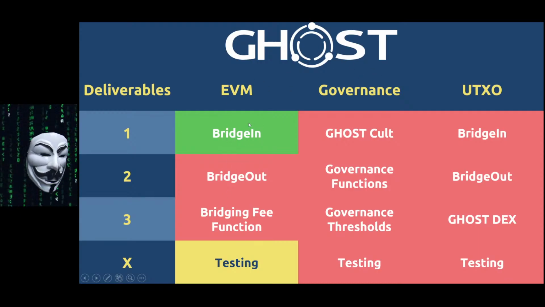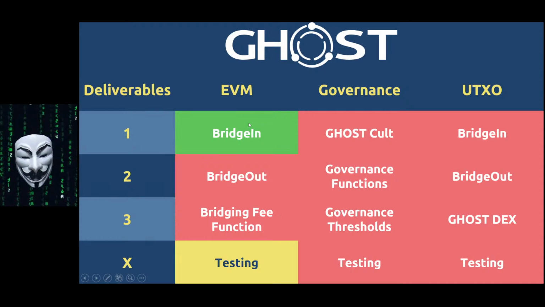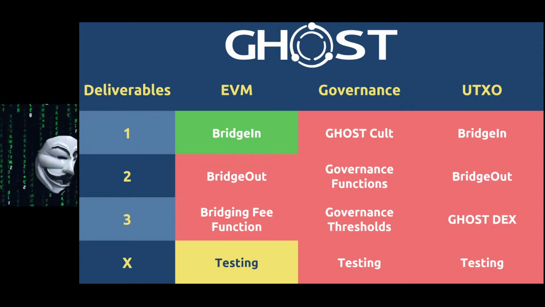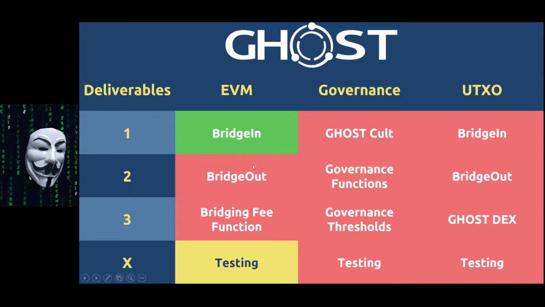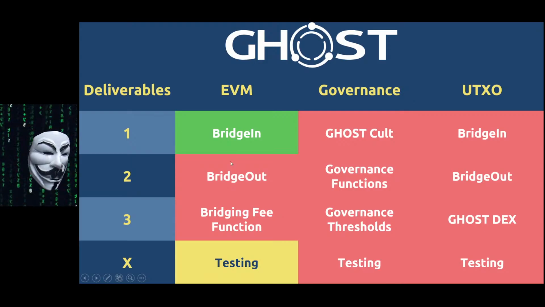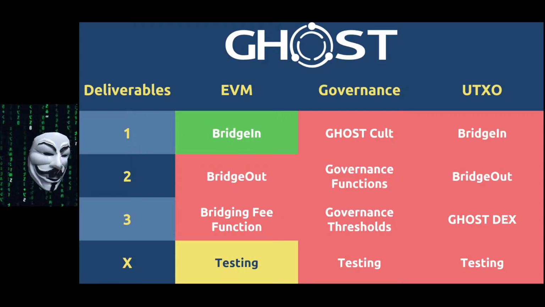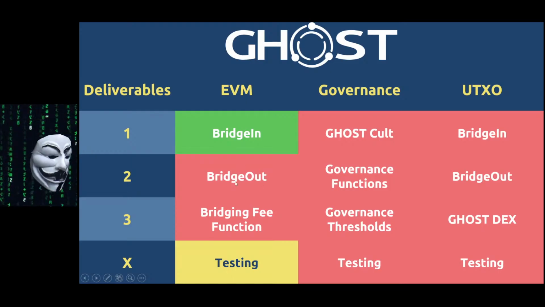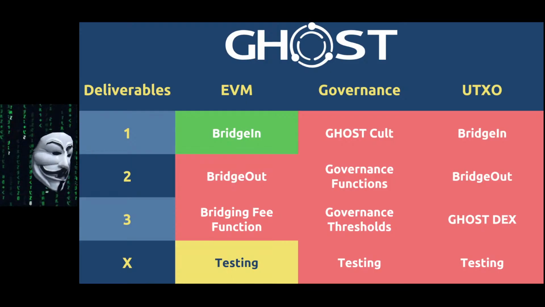So EVM. Bridge In, second attempt, launched with CASPER 5.0. Let's see how it goes. Let's try to break it. Breaking is good, okay? But what else is remaining for the EVM chains? Well, Bridge Out, which is a lot more complicated than Bridge In. And if we have issues with Bridge In, imagine how many issues we're going to have with Bridge Out. And we need to test fast.